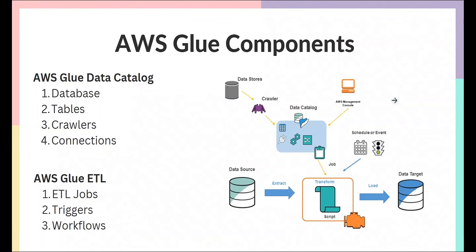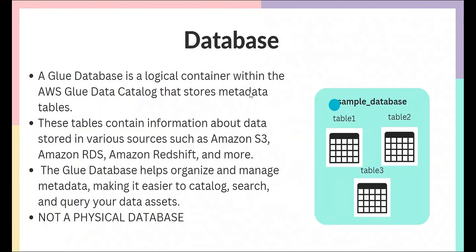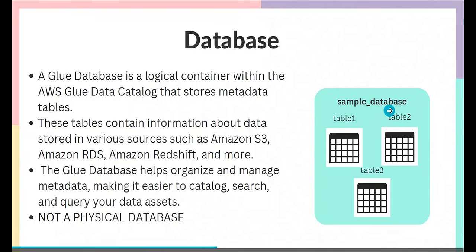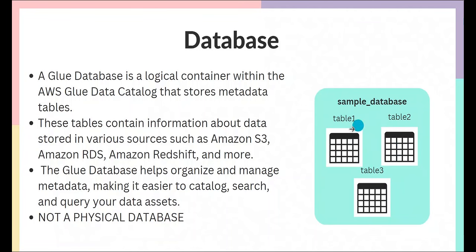Now let's discuss each component one by one in detail. Firstly, we will talk about database. A database is basically a component of Glue catalog, like we discussed. It's a logical container within the Glue data catalog that stores metadata tables. This is just a logical container, meaning there is no physical database as such. You can create tables in Glue, and all those tables can be grouped under a database. I repeat again, it's not a physical database, and even these tables are not physical. We just create a metadata table. We just have a table definition, and the data will still be sitting in the source itself.